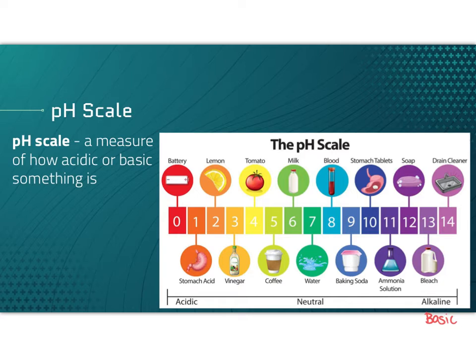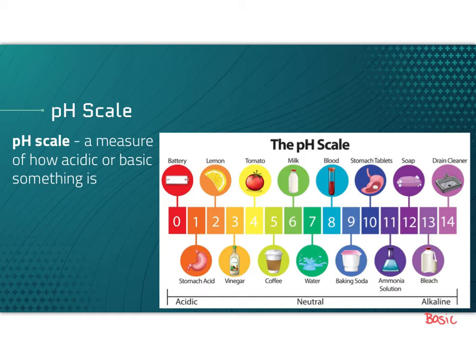Things that are slightly basic are blood. Baking soda is basic. Stomach tablets, so an antacid, are a little bit more basic. Ammonia solution is about an 11. That is like a cleaning solution in your house, some ammonia. Soap is basic. Bleach is quite basic. And drain cleaner is very, very basic and something you would want to take care using.